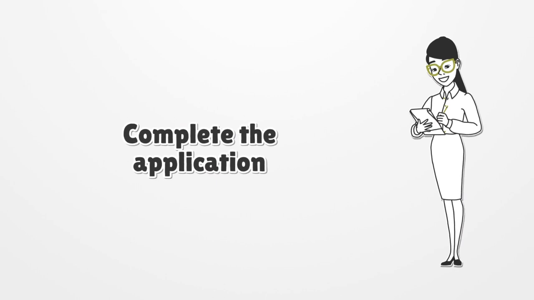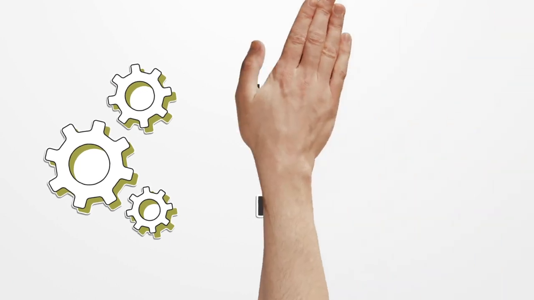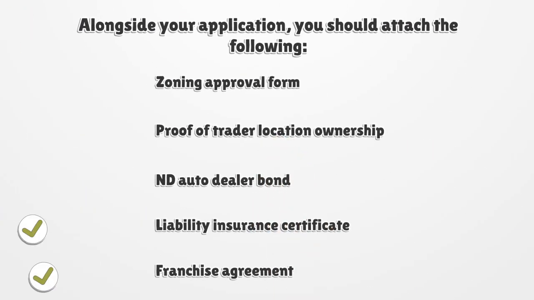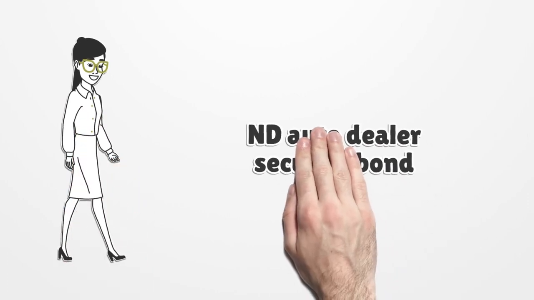Complete the application. After improving issues connected with the business location, you should complete the application for a North Dakota auction license. Alongside your application, you should attach the following: zoning approval form, proof of trader location ownership, ND auto dealer bond, liability insurance certificate, franchise agreement, ND auto dealer security bond.